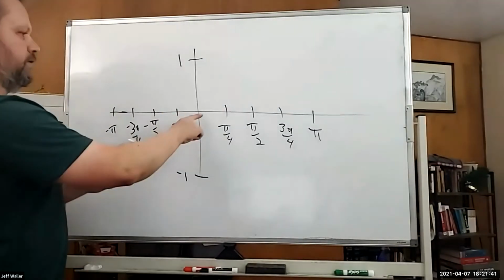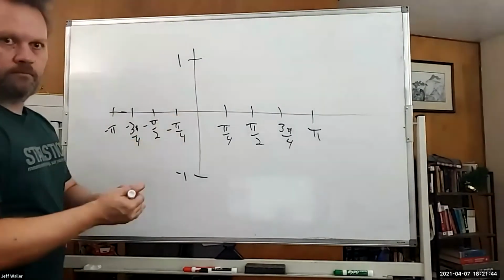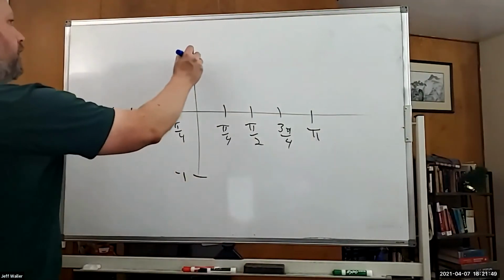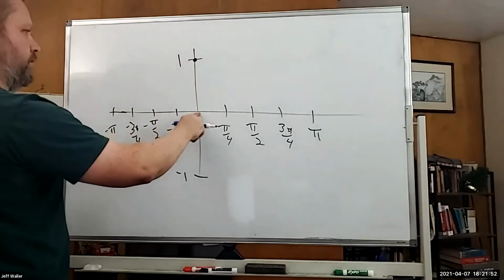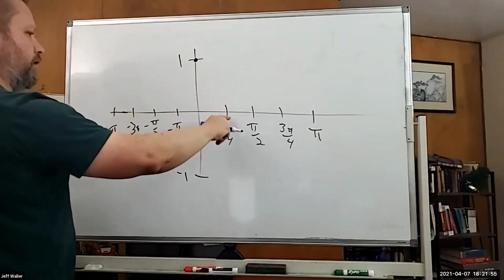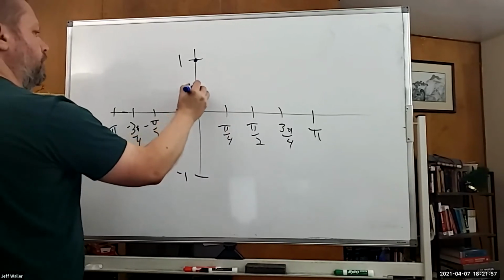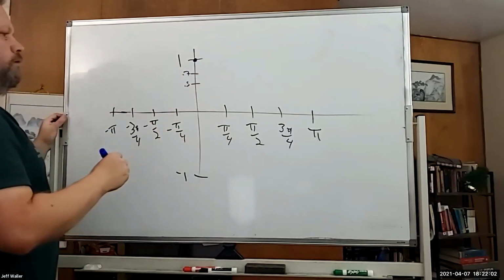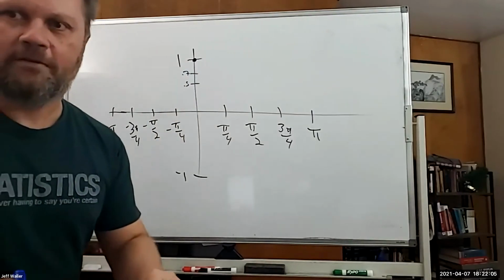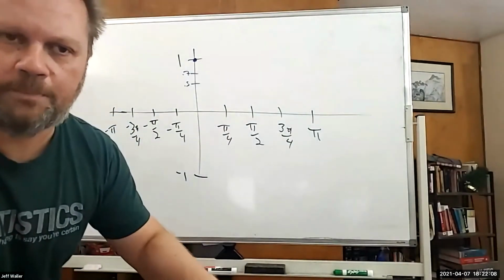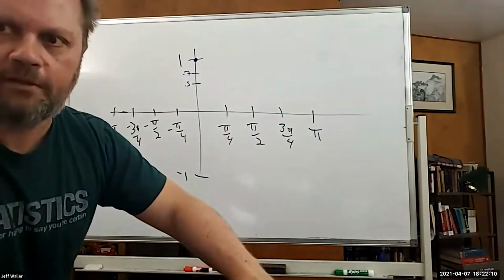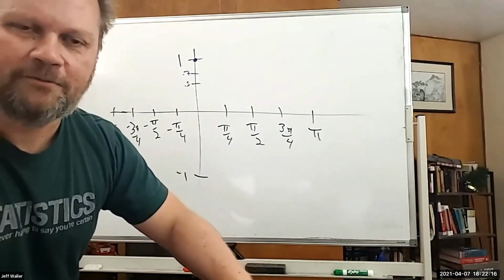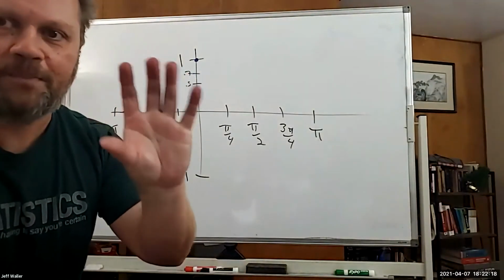What is cosine of 0? 1. I love it. So cosine starts at the maximum. Remember, sine started at 0. Cosine starts at 1. What's cosine of pi over 4? Root 2 over 2. That's where they both meet.